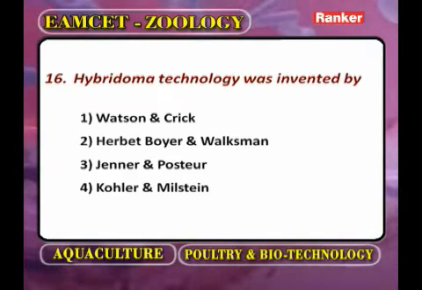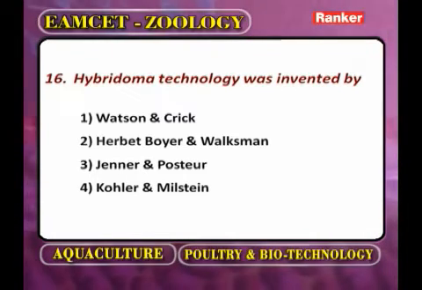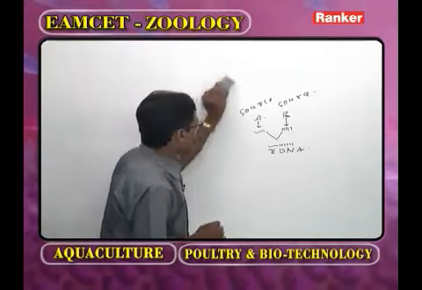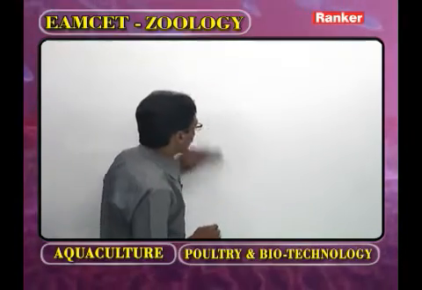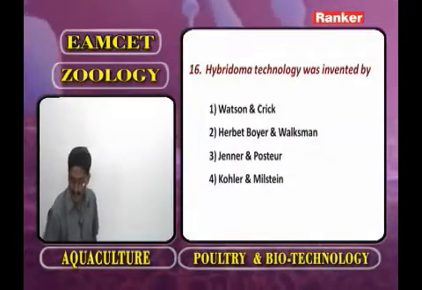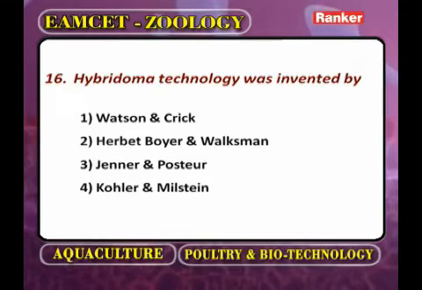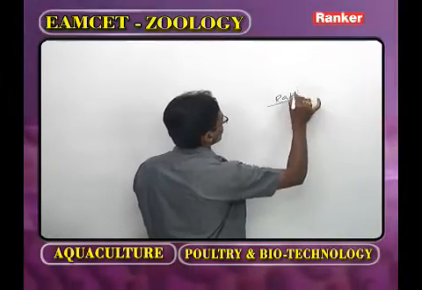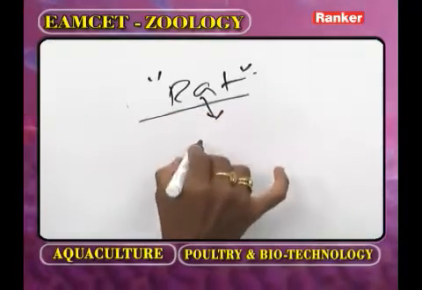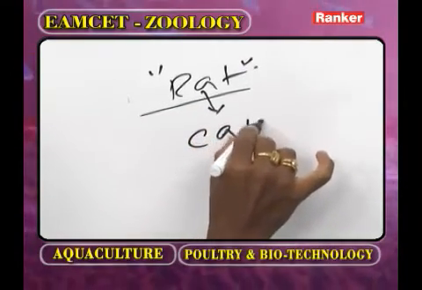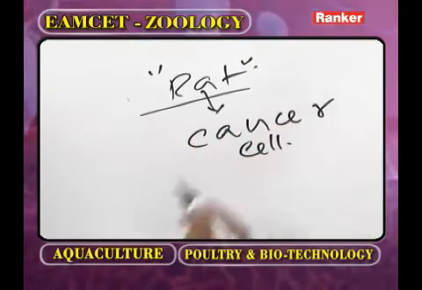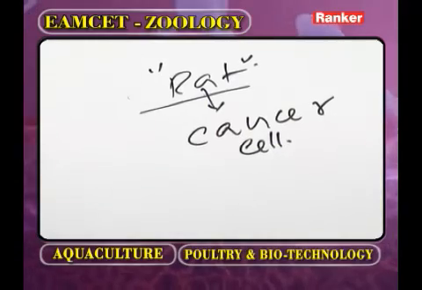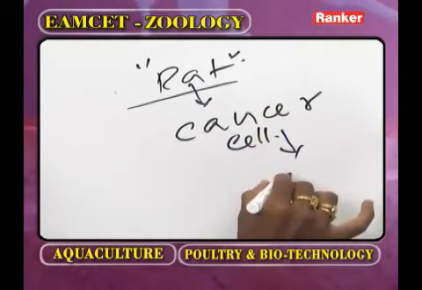Hybridoma technology was invented by Georges Kohler and Cesar Milstein. Now, what is meant by hybridoma technology? From the rat body, they collected the cancer cell. It is also called the myeloma cell. What is the property of the cancer cell?